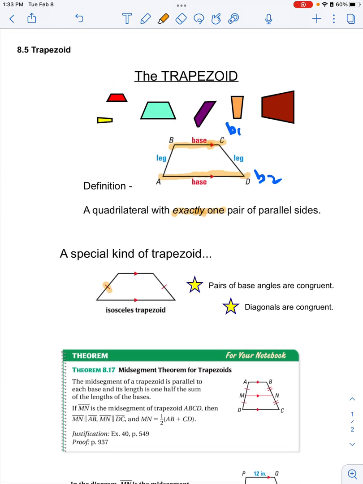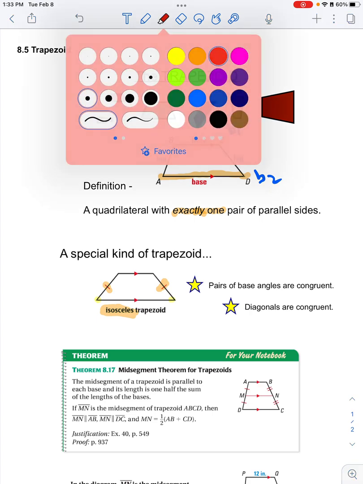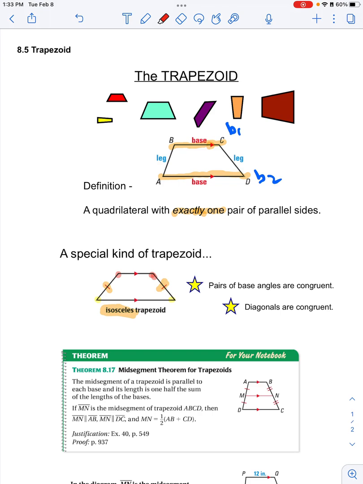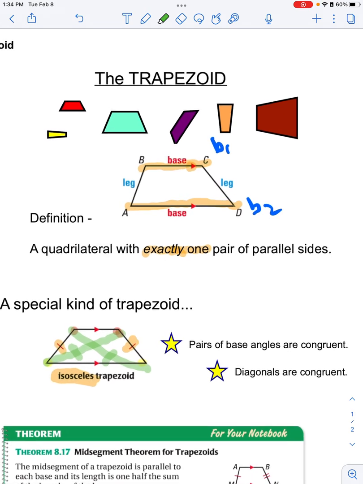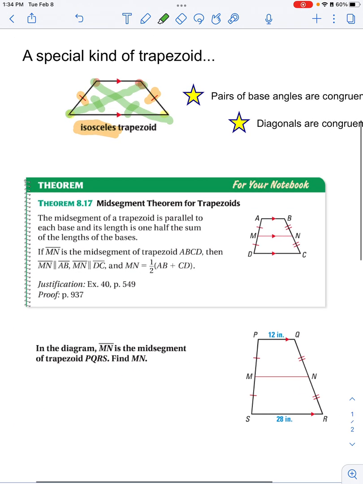Now, as you look down here, sometimes the legs are the same size. And when the legs are the same size, we call it an isosceles trapezoid. And when you have an isosceles trapezoid, these angles are the same. These angles are the same. And my diagonals are congruent. Oops, not that one. It's like there and there. So again, only when you have an isosceles trapezoid are those two things true. Otherwise, you can't assume that.